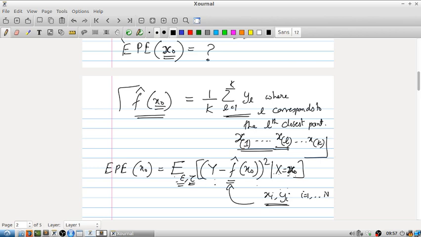Now, what I'm saying is f hat is a function of the training data. We are now going to hypothesize that since f hat is a function of training data, it can be random, in the sense that if my training data changes, then f hat also changes. And that's why I introduced the notation tau as a shorthand for training data.